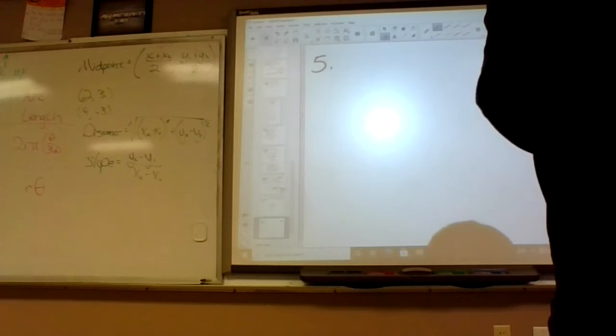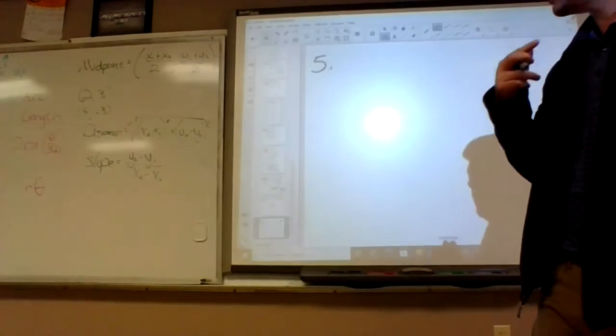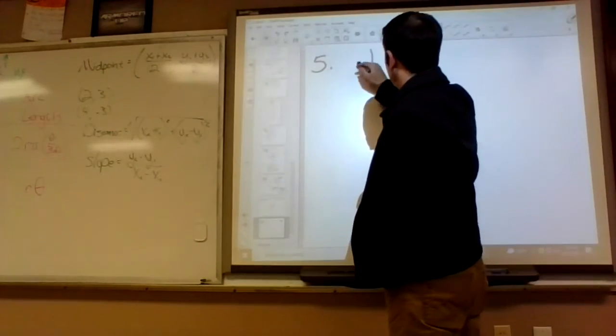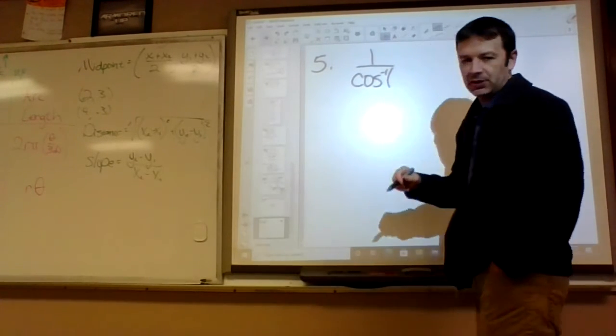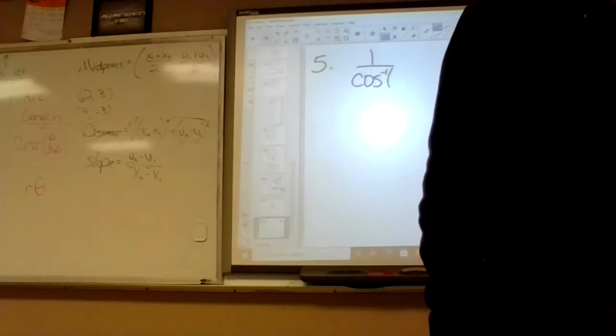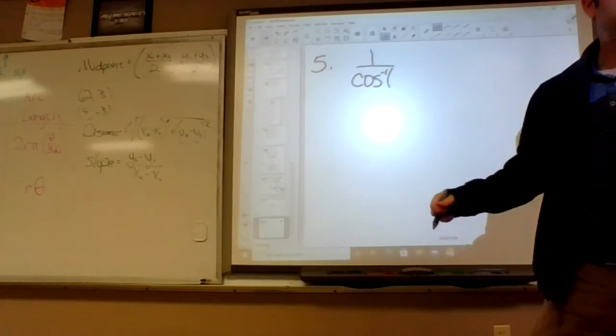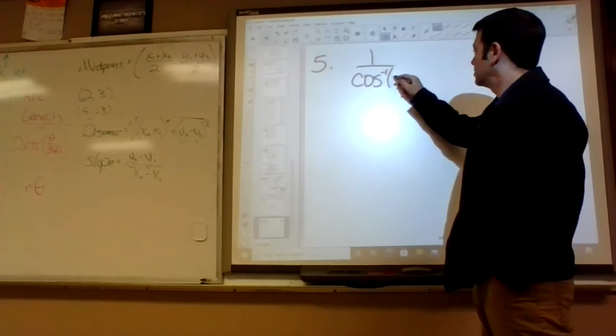Number 5, secant. You guys remember what secant was a reciprocal of? So we need to plug in 1 over cosine inverse of negative 5. Yep. Mine is saying.